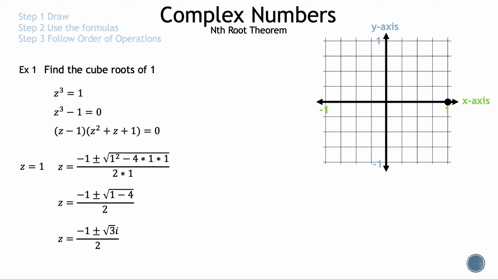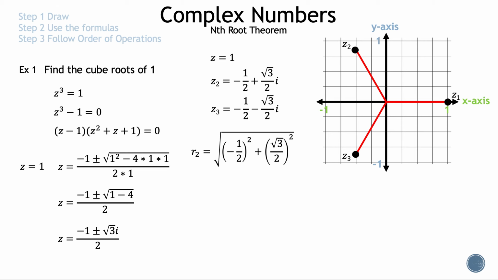Now let's graph the roots. Here we have z sub 1, which is 1, z sub 2, which is negative half plus square root of 3 halves i, and z sub 3, which is negative half minus square root of 3 halves i. We know the modulus of z sub 1 is 1. What do you think is the modulus of z sub 2 and z sub 3? Let's find out. Let's calculate the modulus of z sub 2. So we have r sub 2 is equal to the square root of negative half squared plus the square root of 3 halves squared.